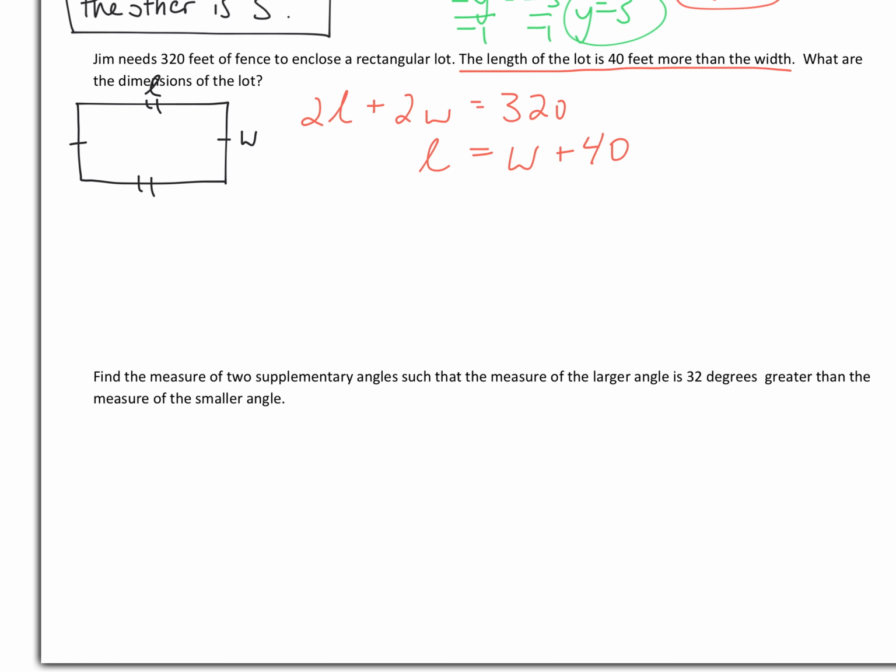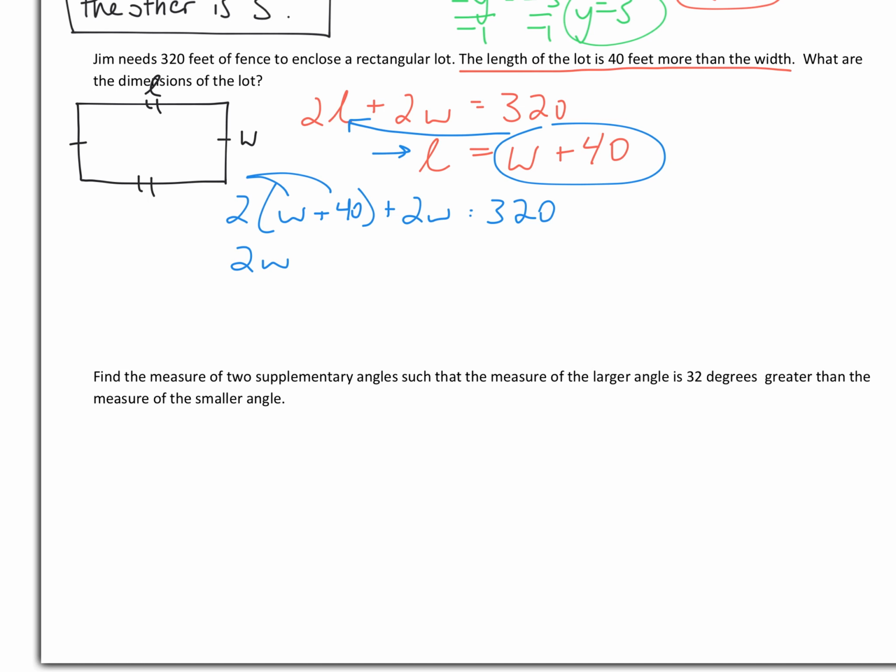From here, to solve this, it looks pretty easy to set up as substitution, because L is already solved for in this equation. So let me take what L equals, substitute it in, get 2 times W plus 40 plus 2W equals 320. I can distribute the 2: 2W plus 80 plus 2W equals 320. Combine like terms.